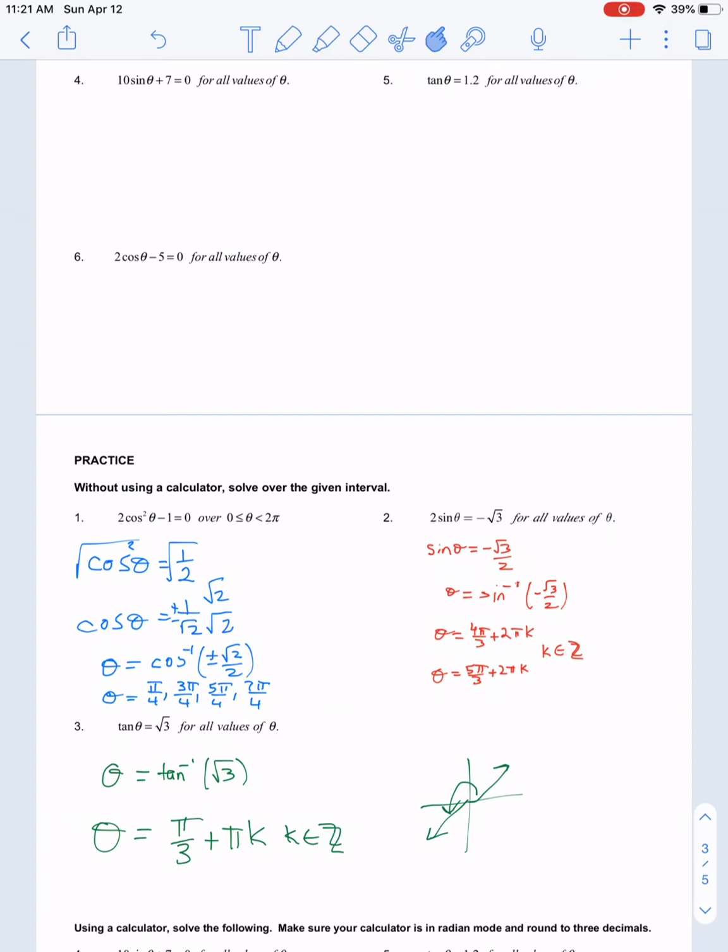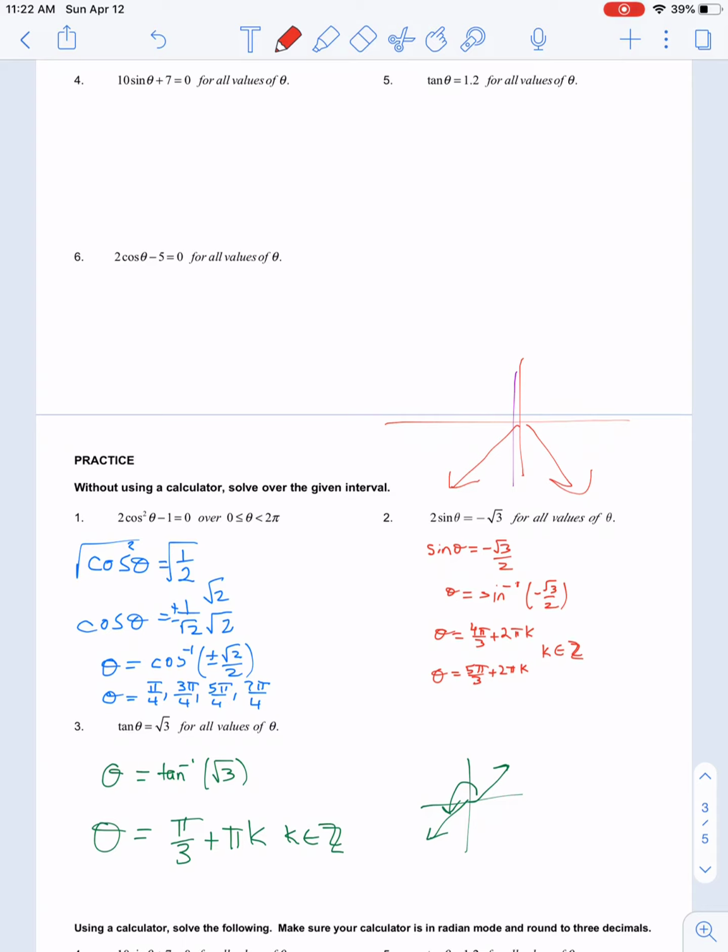Problem 2, now I'm solving for all values. So I am going to show a quick picture here. So I know my reference angle is going to be pi over 6, but I'm thinking about negative sine, so that's going to be in quadrants 3 and 4. So I found my answers to be 4 pi over 3 and 5 pi over 3, and then I'm finding everything coterminal to them. So I'm adding 2 pi k, where k is an element of the integer set.